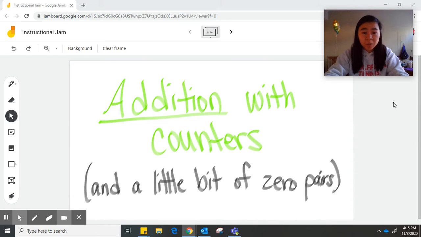Hi, everybody. Today we're going to cover addition with counters. When we're talking about adding and subtracting with counters, you're going to have to know what a zero pair is. So in both this video and the subtraction video, I'm going to go over and review what a zero pair is before I get to modeling. So let's go ahead and start with that.